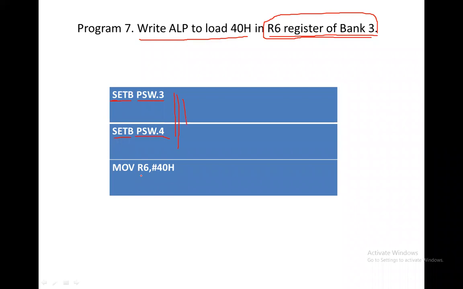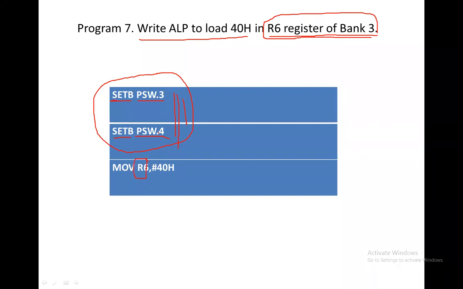There is no need to write R6 as bank 3 is there, because by using the program status word you select bank 3. By using these two lines we select bank 3, so our controller understands that bank 3 is selected and that in bank 3 it has to use register R6.